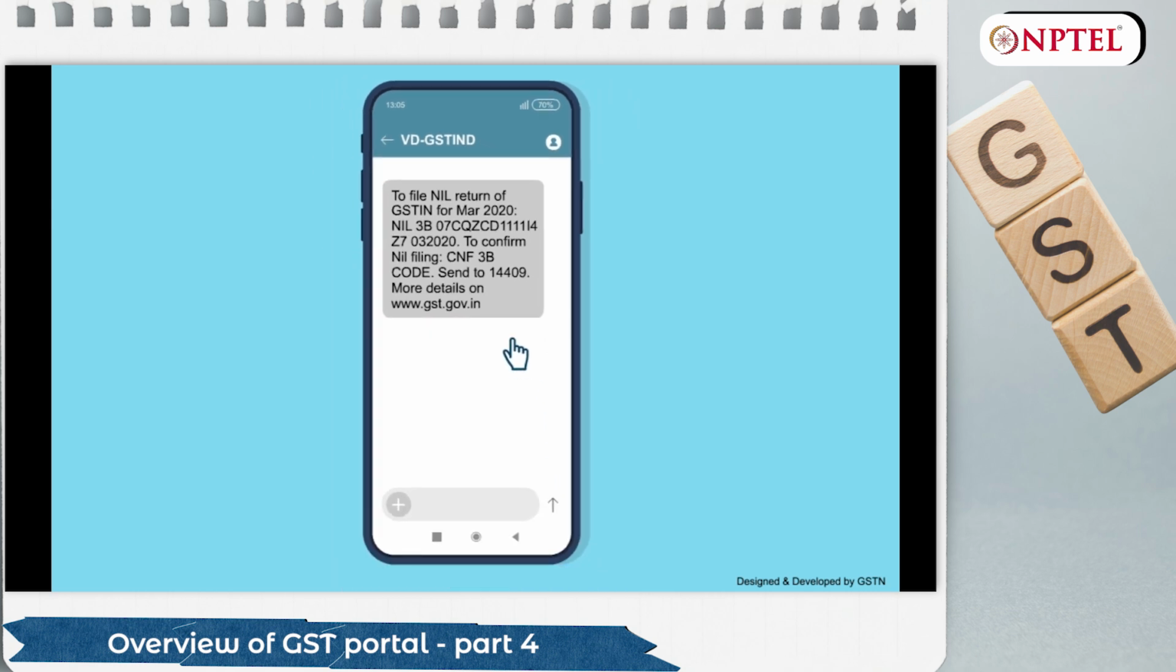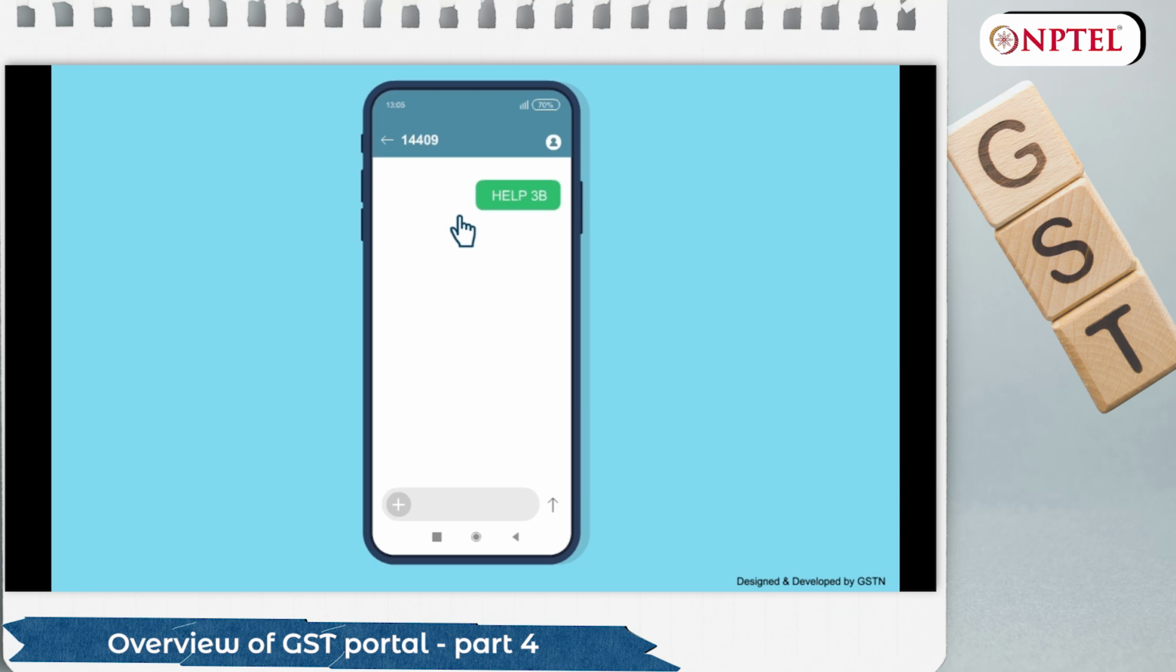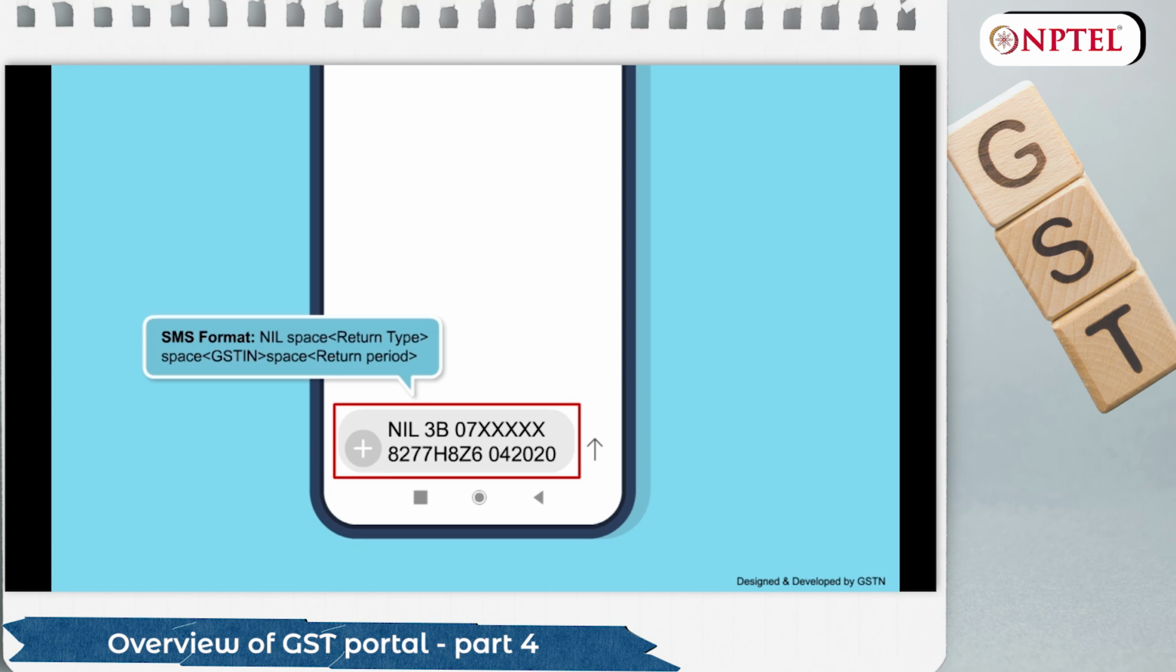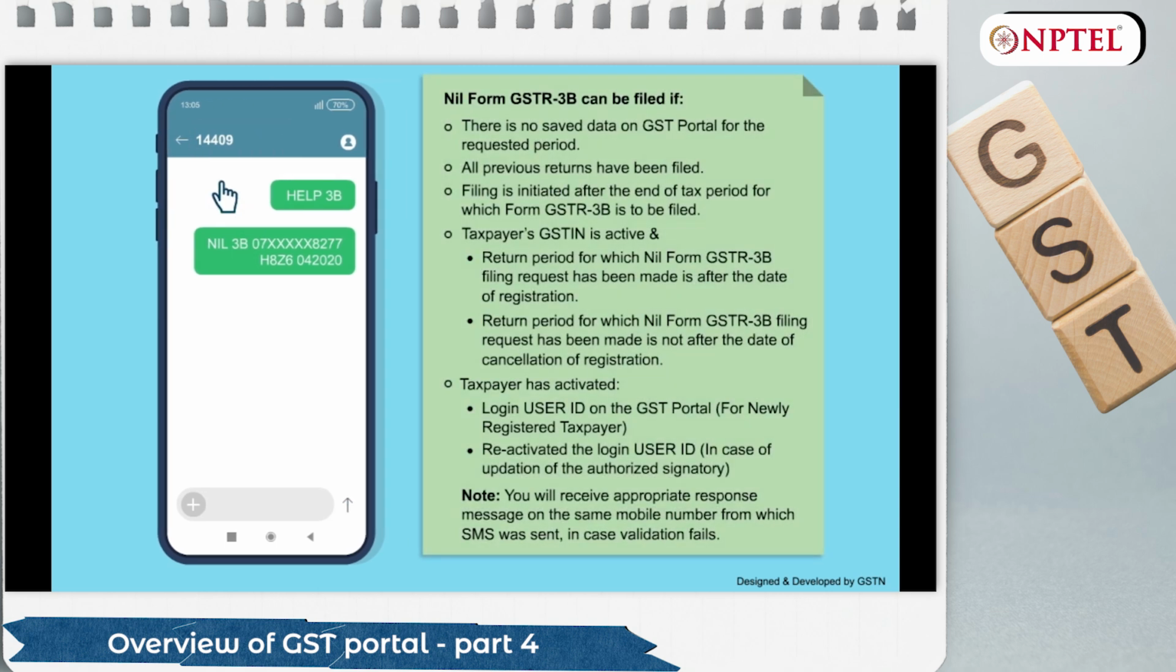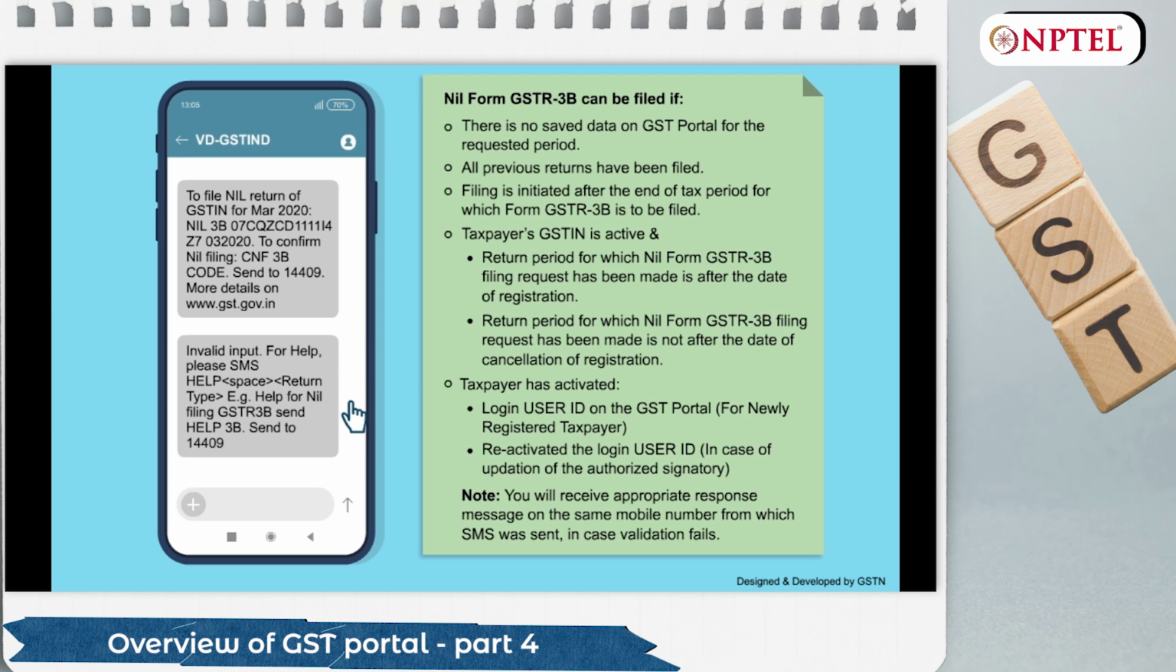The SMS format for filing nil Form GSTR-3B for a GSTIN for the period is shown in the specified format. As an authorized signatory, send this SMS to 14409 from your registered mobile number. After receiving SMS, GST portal will validate if you can file nil form GSTR-3B. You will receive appropriate response message on the same mobile number from which SMS was sent.